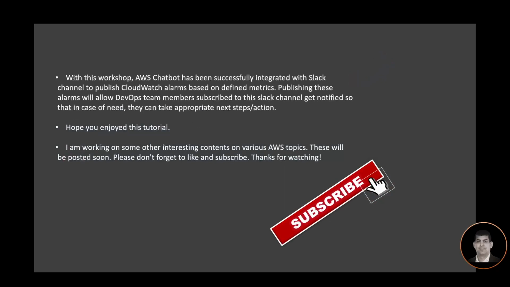With this workshop, AWS Chatbot has been successfully integrated with Slack channel to publish CloudWatch alarm based on defined metrics. Publishing these alarms will allow DevOps team members subscribed to this Slack channel to get notified so that in case of need, they can take appropriate next steps and actions.